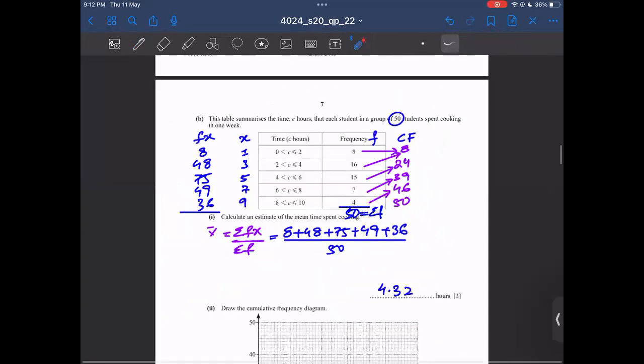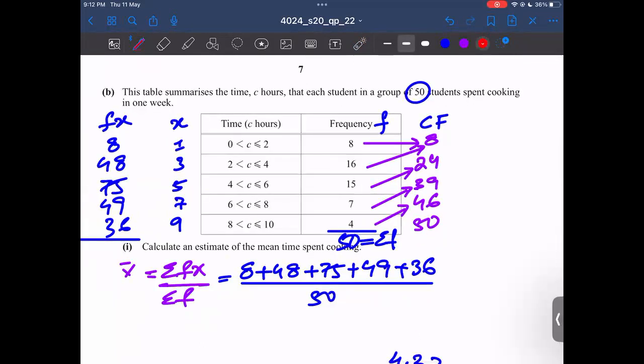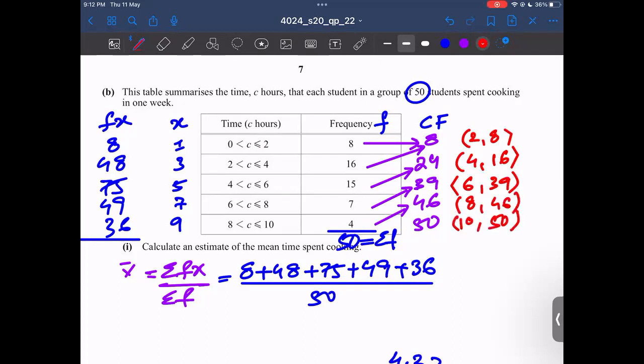The first thing we need to make sure is what points I am going to plot. In points, we have the x coordinate and the y coordinate. The x coordinate is going to be the upper class limit, that is 2, and the y is going to be the cumulative frequency. Next point is going to be 4,16, the upper class limit, that is 4, and the cumulative frequency is 16. Next point is going to be the 6, the upper class limit, and the y value is going to be the cumulative frequency. Then we have upper class limit 8, the y value is going to be 46. Then we have the upper class limit 10, and the y value of cumulative frequency, that is 50. So we need to plot all of these points.